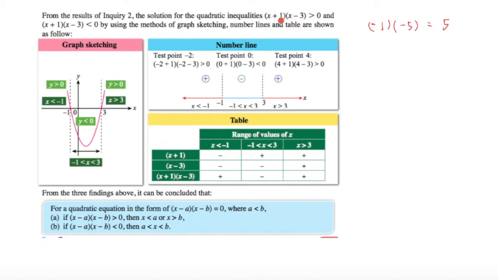Sorry, no. 0 plus 1, 0 plus 1 is 1. 0 minus 3, negative 3. Your answer is negative. So you put negative here.